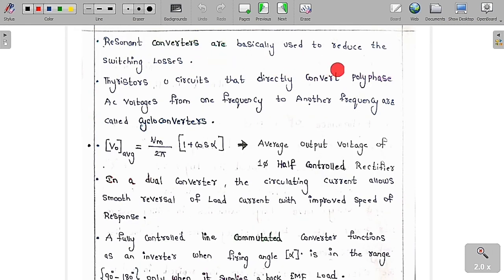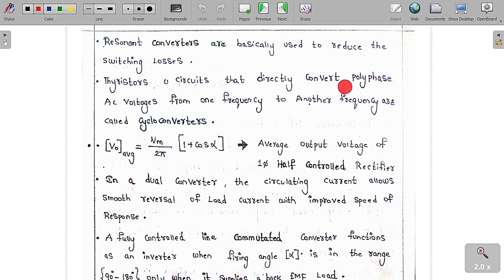Resonant converters are basically used to reduce the switching losses. During the switching of switches, losses are present. During the switching operation of switches, there is a huge amount of losses, and these losses we can reduce with the help of these resonant converters.